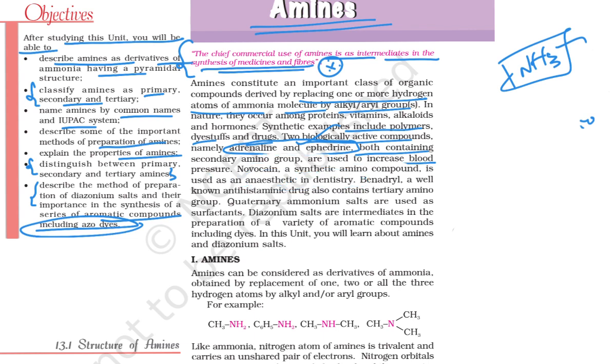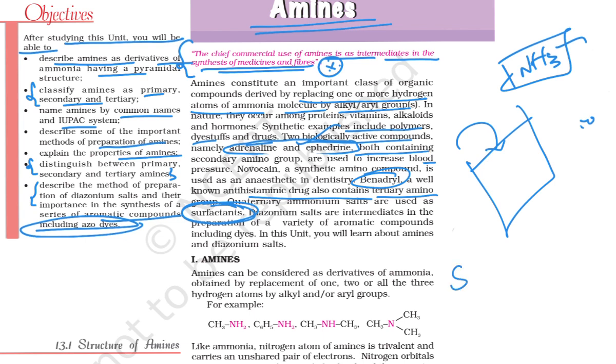Benadryl, this one. It is known as an antihistamine drug and contains the tertiary amino group. The quaternary ammonium group is used for surfactants. What is a surfactant? Say for example, if I take any liquid and use a surfactant, at that time the surface tension decreases. That molecule we call a surfactant. Then diazonium salts are intermediates in the preparation of a variety of aromatic compounds including dyes. We will learn it in this chapter.